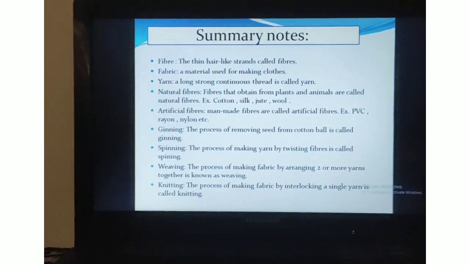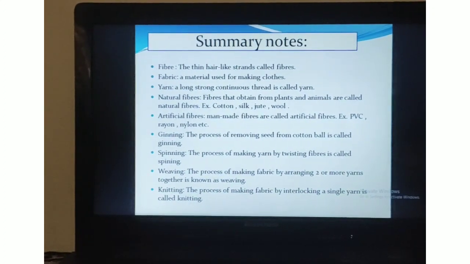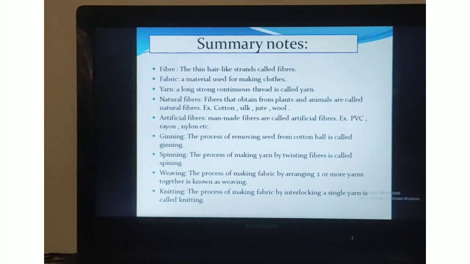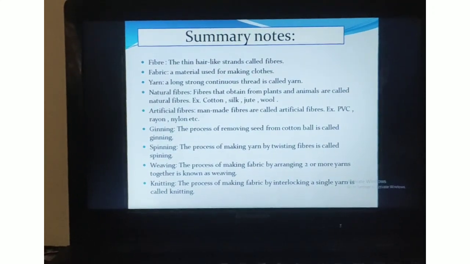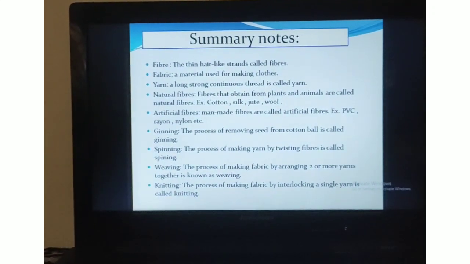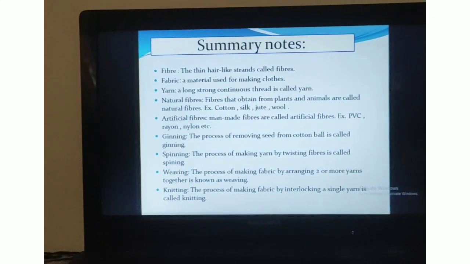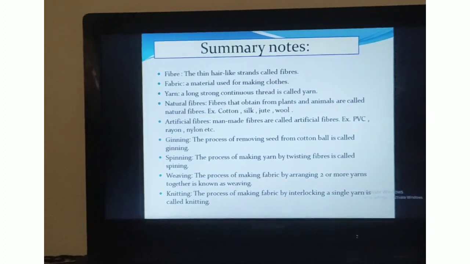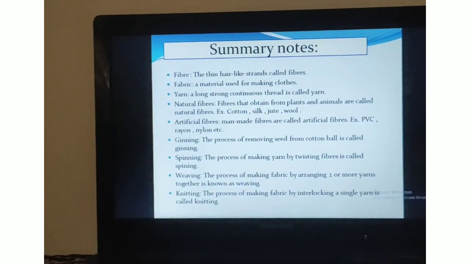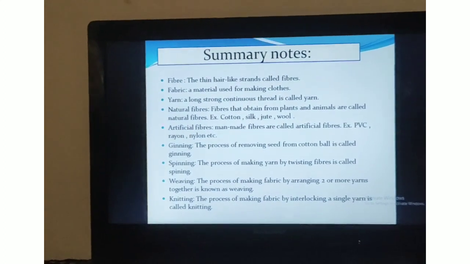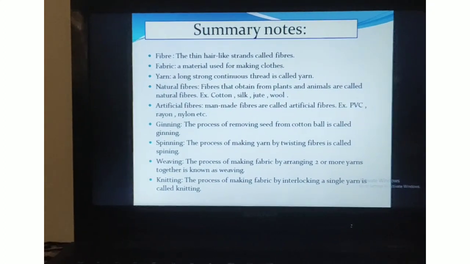That we understood. Then we saw that different kinds of fabrics are available in the market. Hence we conclude that fibers are classified mainly into two types, that is natural fiber and artificial fiber. Natural fibers means fibers obtained from plants and animals, for example cotton, silk, jute, wool. These natural fibers are further classified into plant fibers and animal fibers. Examples of plant fibers are cotton and jute, and examples of animal fibers are silk and wool.